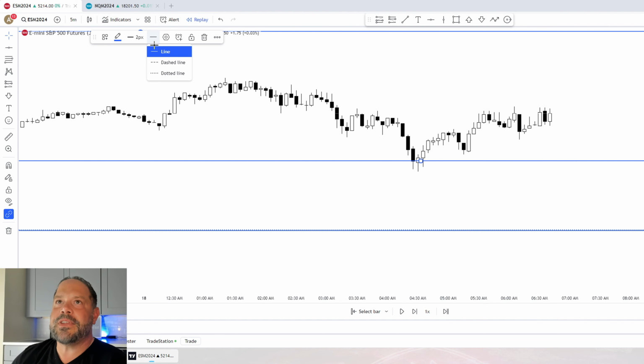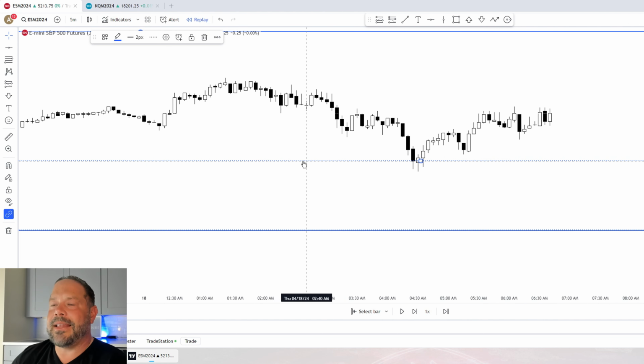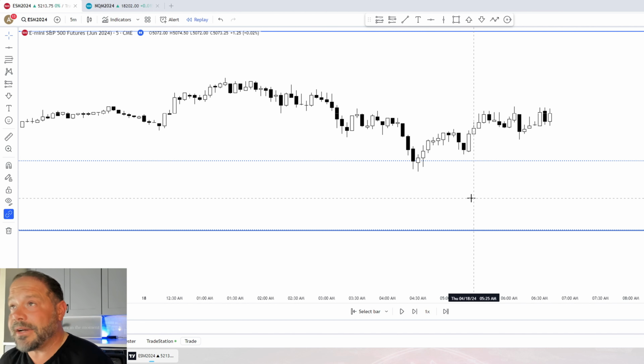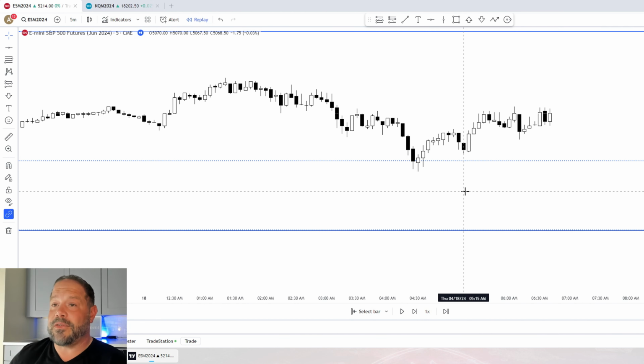And I like to switch this then to a dotted line. So my dotted lines are always 5-minute, and my 15 minutes are always solid line. That way on the chart, I can always identify an area where it's a weaker level or a very strong level. Obviously, 15-minute higher time frame, in my opinion, is much stronger.